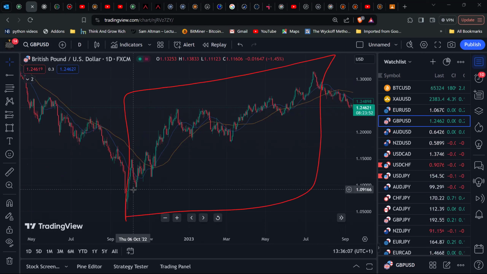So if I ask you, during this area that I highlighted here, would you say the price is bullish or would you say price is bearish? Quickly just type your answer down below. Would you say the market is bullish within this area or would you say that price is bearish?